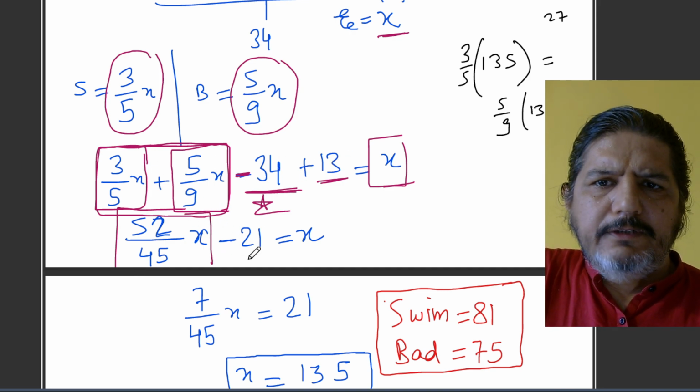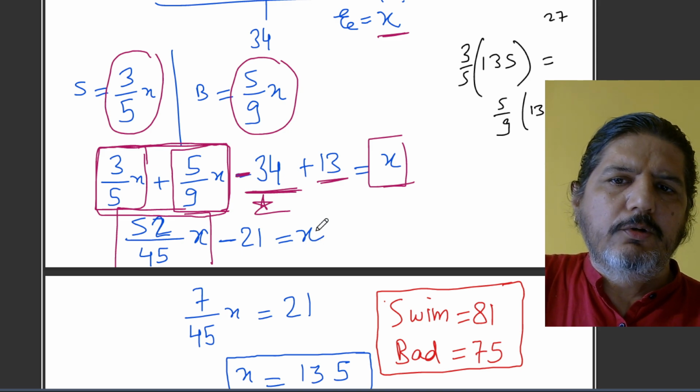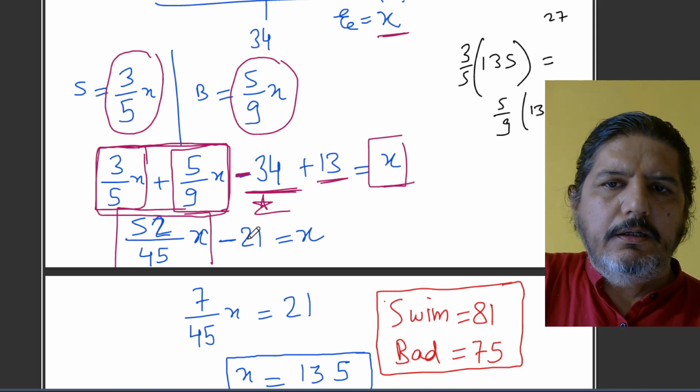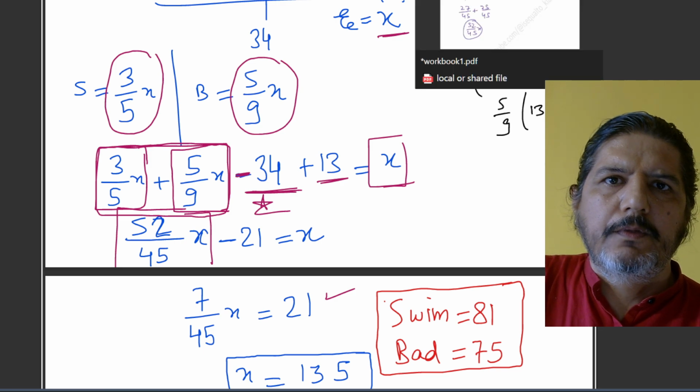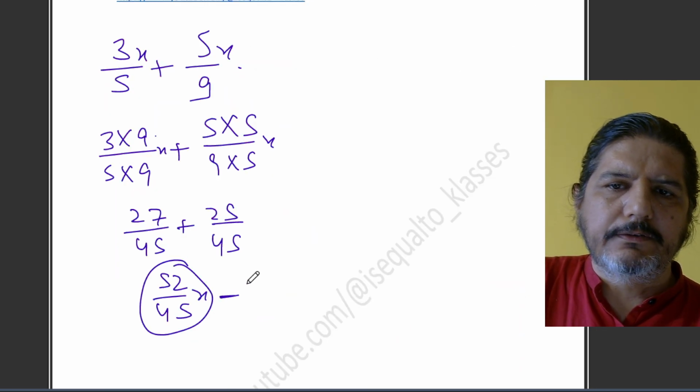So minus 24 plus 13, this is minus 21 is equal to x, and then this minus 21 goes on the right hand side. So 52 upon 45x, 52 upon 45x minus x.